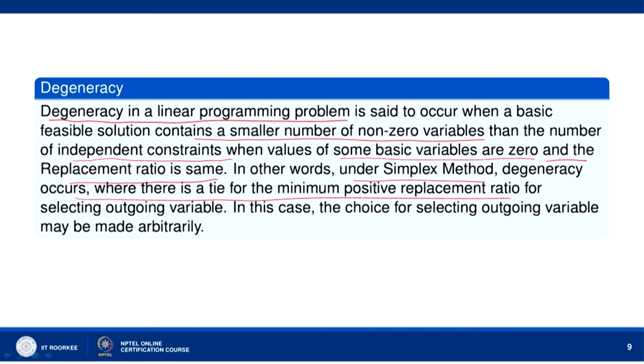So, when there are two values which are the same in the theta column, how do we choose the outgoing variable? In this case, the choice for selecting the outgoing variable can be made arbitrarily. When we have two equal values in the theta column, how do we determine the minimum positive replacement ratio? We can select any one as the minimum positive replacement ratio if there is a tie. So, the choice for selecting the outgoing variable may be made arbitrarily.